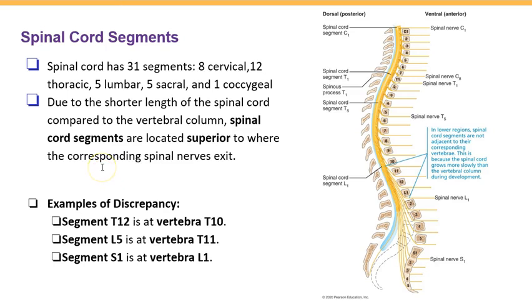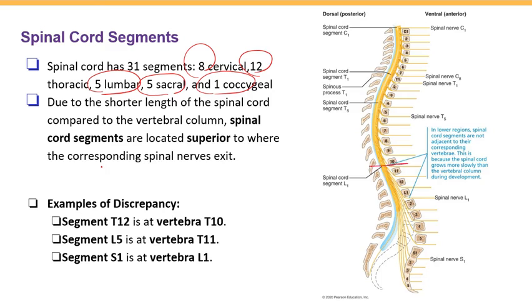Okay, let's take a look at the spinal cord segments. We can actually divide the spinal cord into 31 segments that are categorized into different regions. We have 8 cervical segments, 12 thoracic segments, 5 lumbar segments, 5 sacral segments, and 1 coccygeal segment. It's important to note that the spinal cord is actually shorter than the vertebral column, which means that the spinal cord segments are positioned higher up than where the corresponding spinal nerves exit. For example, the T12 segment of the spinal cord is located at the level of T1.